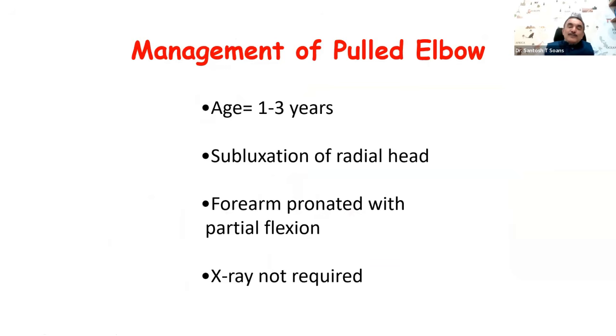Management of pulled elbow: it's very common at 1 to 3 years, a subluxation of the radial head. Usually the kid will be walking behind the mother or father, and the parent will be holding the hand and pulling. Or sometimes you pull with both hands up. So there is subluxation of the radial head.